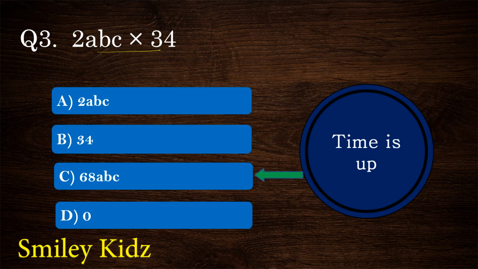Your time is up and the right answer is option C, 68abc. First multiply their coefficients. 2 multiplied by 34 gives us 68. Then we have the alphabets or the variables, which is equal to 68abc.